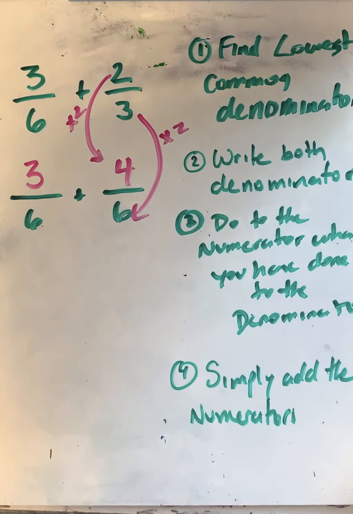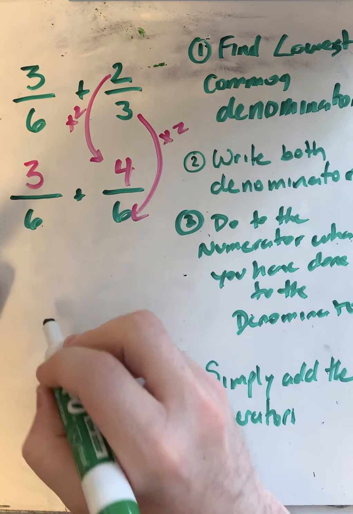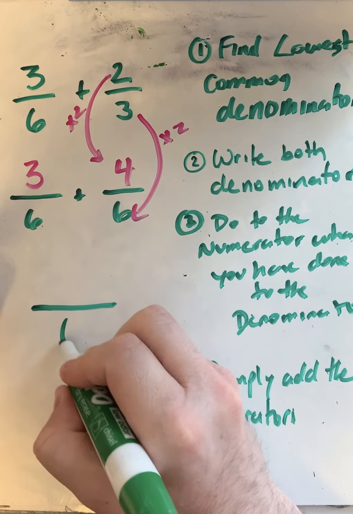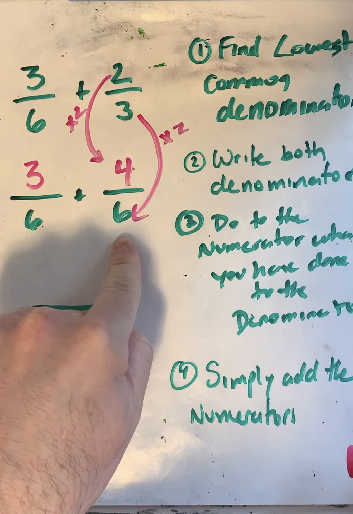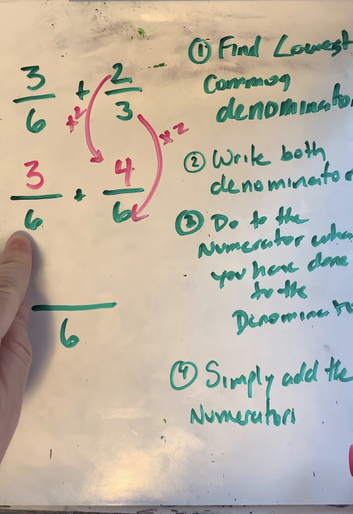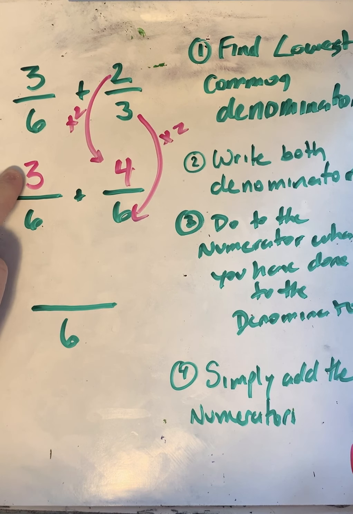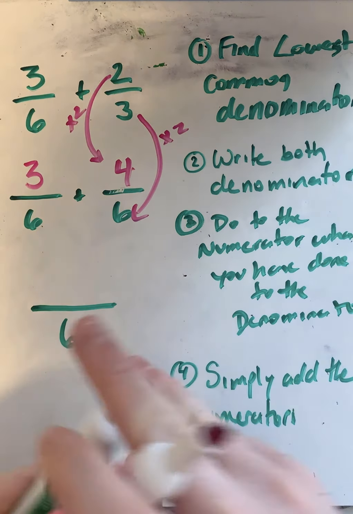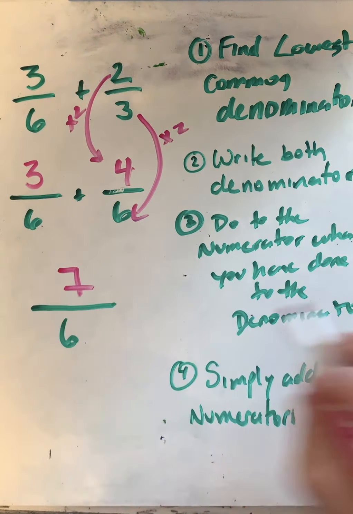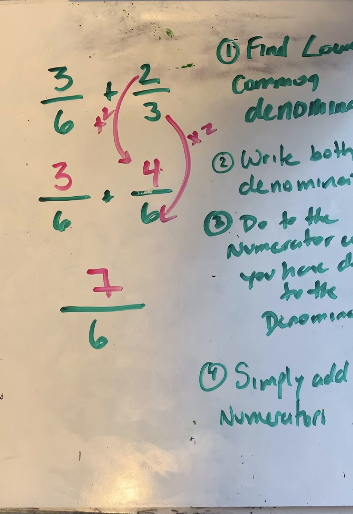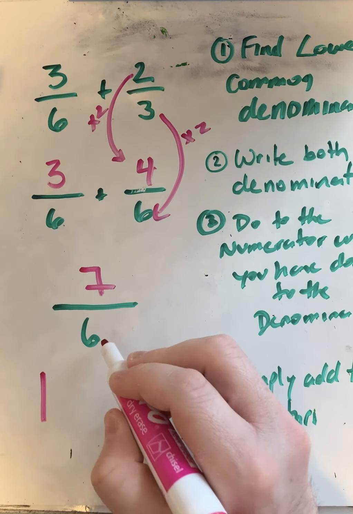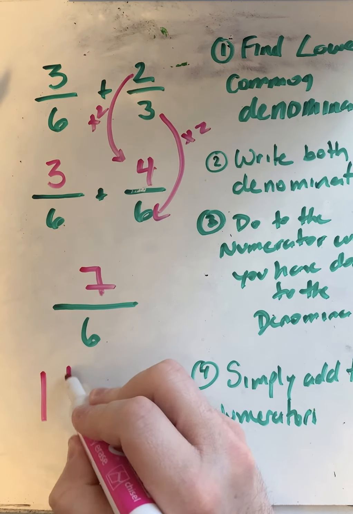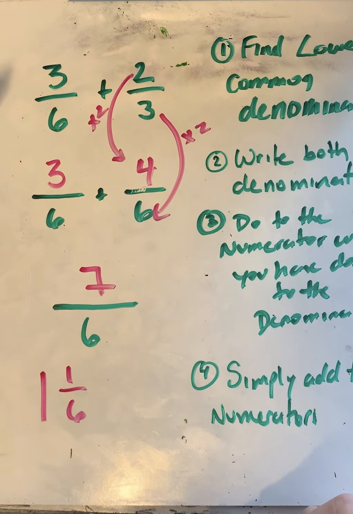So our next line will be, our denominator does not change. Do not add the denominators. It isn't out of 12. No, it's out of 6. And all I'm doing now is adding the numerators. So 3 plus 4 is 7. So my answer is 7/6, but I want to simplify. So my final answer will be 1. 6 goes into 7 once, and I have 1/6 left over.